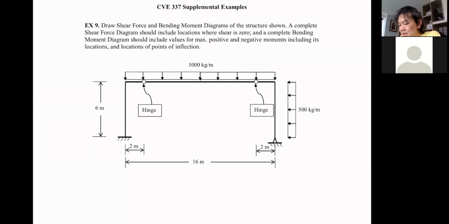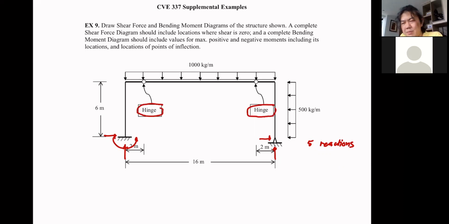When you see this, you have a problem right away because we have 1, 2, 3, I don't know what direction it is, just draw it, 4 and 5 reactions. We have 5 reactions right away. But we also have the presence of the internal hinge here and the internal hinge there.